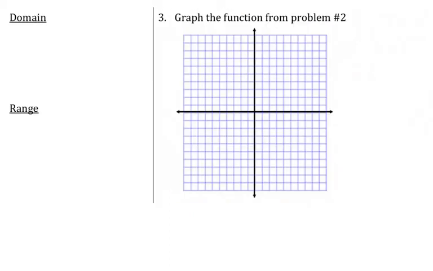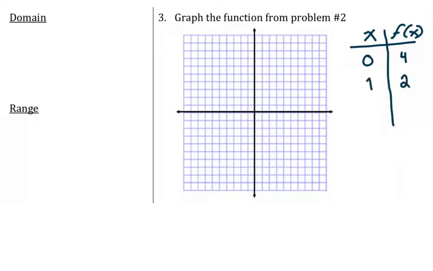The last thing it asks us to do is graph our function in problem 2, and the nice thing is that we can use two of the numbers already to start out with. We know our x and our f of x for two numbers because we were given that at 0 it's equal to 4, and at 1 it's 2. So those are just given to us already, so we can put those in on our graph.